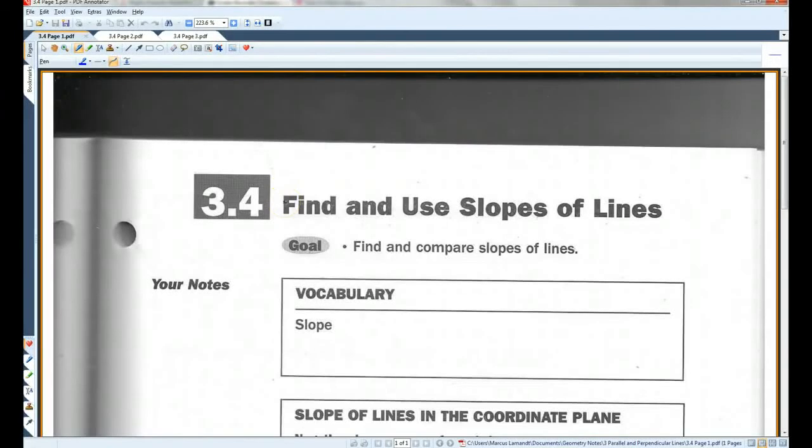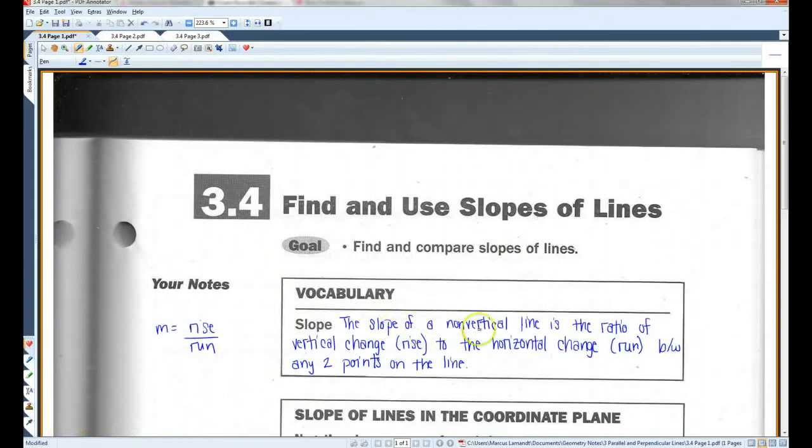Okay, 3.4, find and use slopes of lines. Most of you guys kind of already know what slope is. Hopefully you remember this from Algebra 1. The slope of a non-vertical line is the ratio of the vertical change, or rise, to the horizontal change, or run, between any 2 points on the line. More commonly, slope is usually denoted by the letter m, and m equals rise over run. Okay? Hopefully you also remember that if you have a vertical line, there's no slope, or an undefined slope.